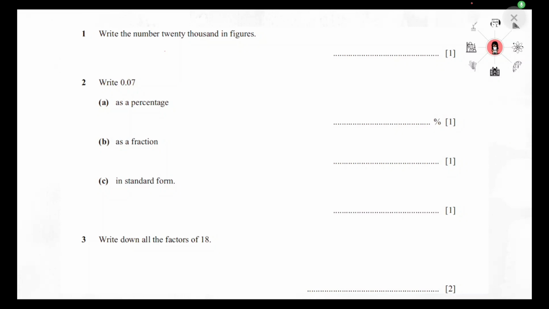Question 1 says write the number 20,000 in figures. The question gives 20,000 in its word format and we can use that to write it in its numerical format, which is 20,000.